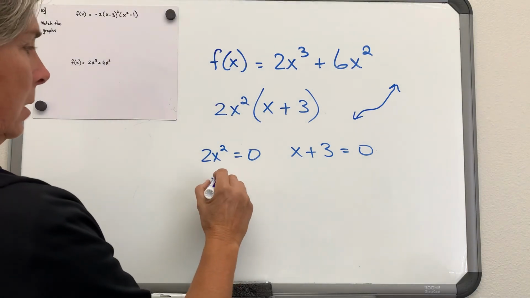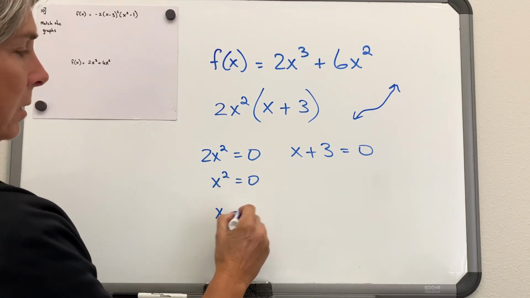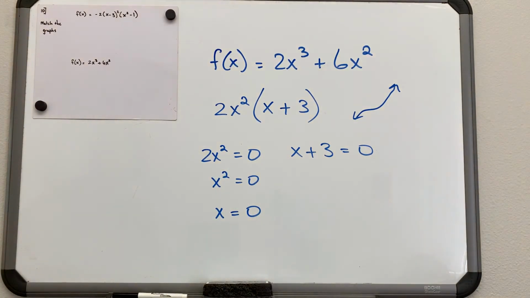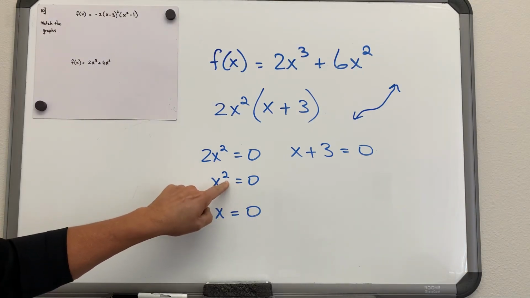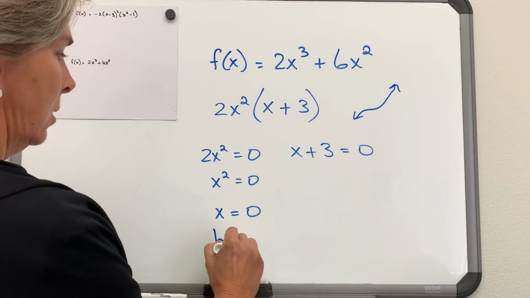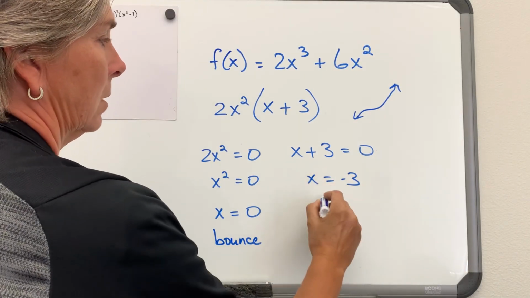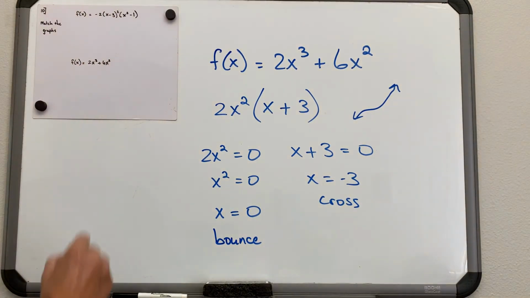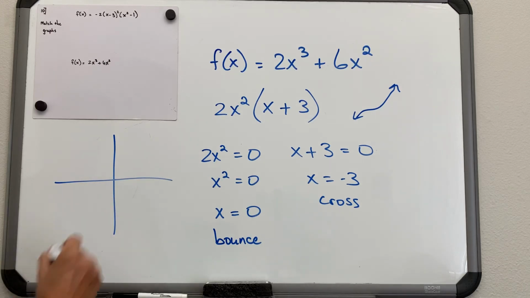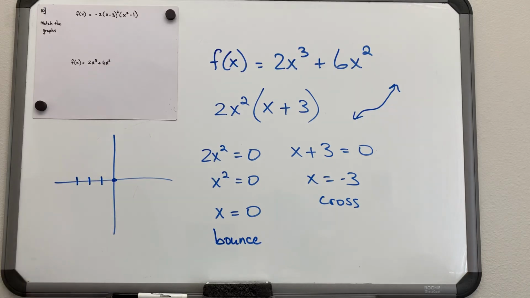So here I would divide by 2, I get x squared equals 0. The square root of 0 is still 0. I don't get a positive 0 or a negative 0. So I get 1 zero out of it, and it had a multiplicity of 2. So that's going to be a bounce, or a touch, if you want to talk about it that way. And then here I'll have x equals negative 3, so this is going to be a cross, because that's a single multiplicity. So I know what's happening with this graph is that it's going to bounce at x is 0, and at negative 3 it's going to cross.